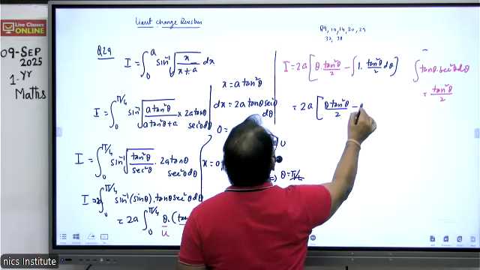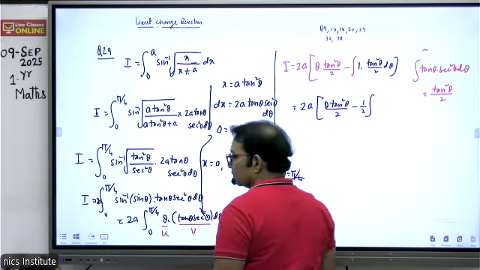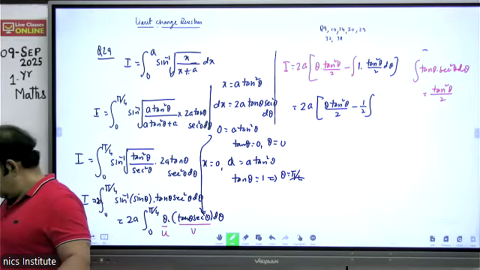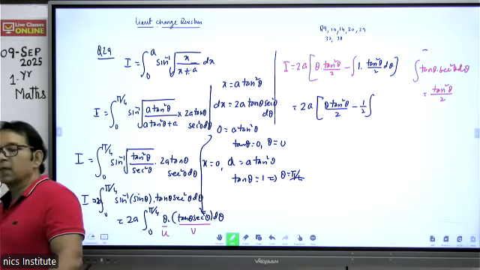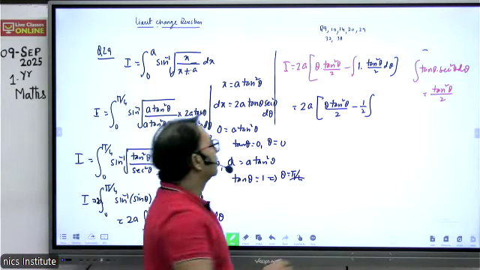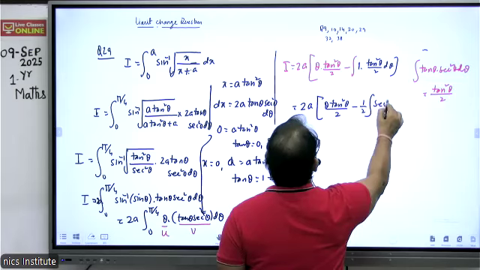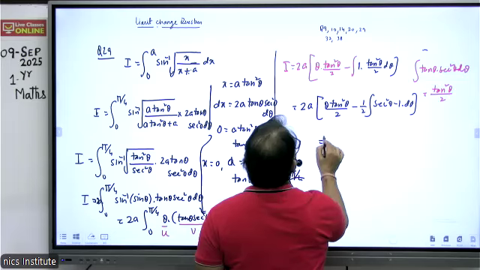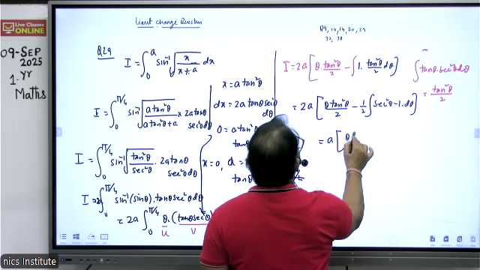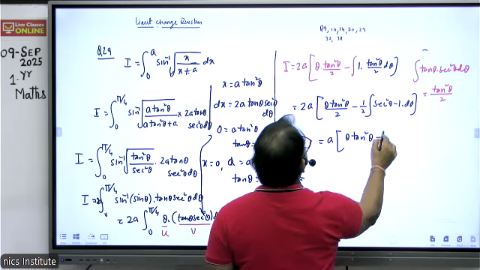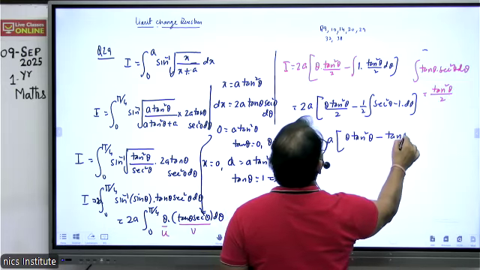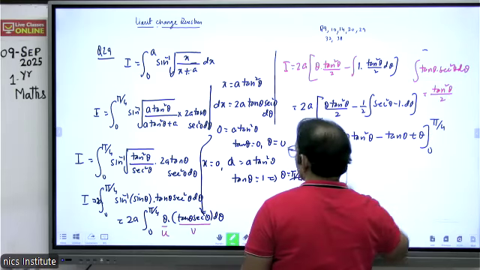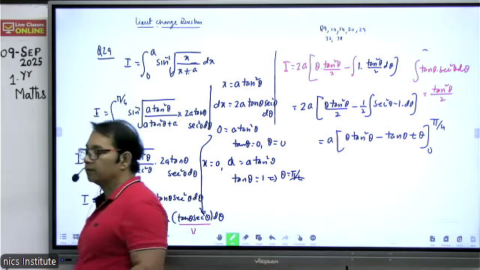How do we integrate theta tan square theta? How to integrate tan square theta? Sec square, yes, sec square. That is right. Sec square theta minus 1. So 2 will cancel out throughout. Theta tan square theta. Integration of sec square theta is tan theta plus theta, from 0 to pi by 4.